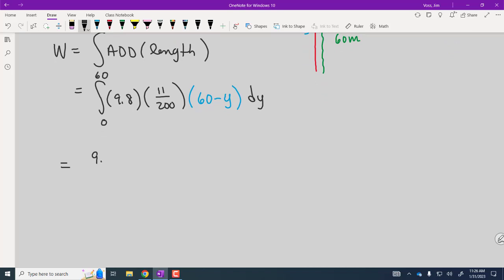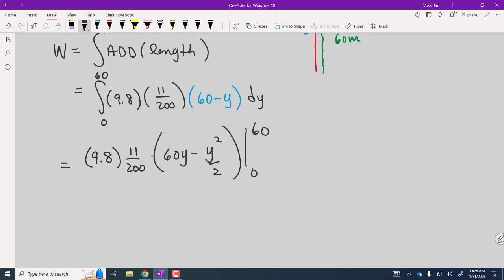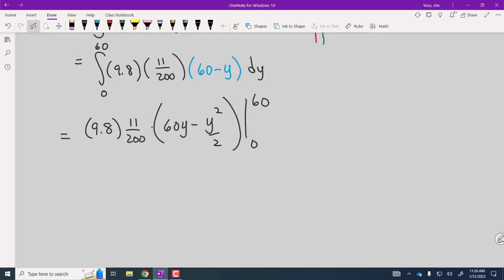So 9.8 multiplied by 11 over 200. This is integrating to 60y minus y squared over 2 from 0 to 60. 0 does nothing. So plugging in 60, we get 3,600 minus 1,800, which is 1,800.